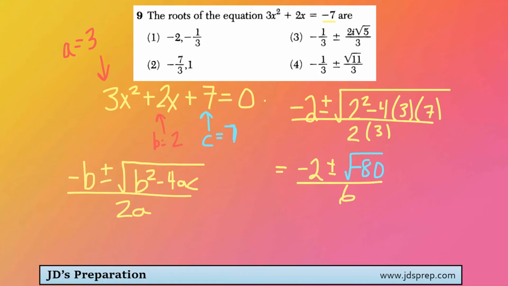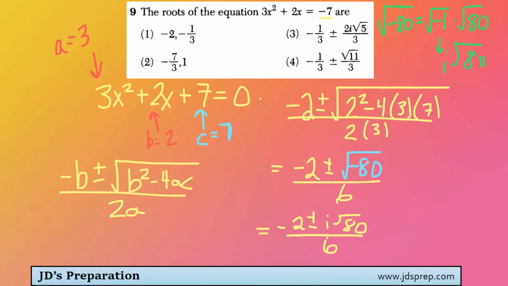Now, we can't square root a negative number, so that's why we're going to use i, the imaginary numbers here. Think of the square root of negative 80 as the same thing as the square root of negative 1 multiplied by the square root of 80. And then the square root of negative 1 we, of course, represent with the letter i. So this is going to become negative 2 plus or minus i root 80 over 6.